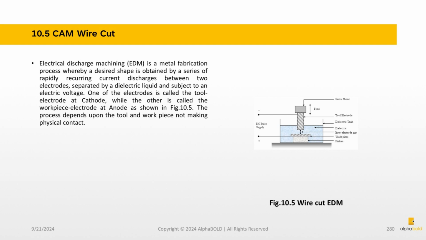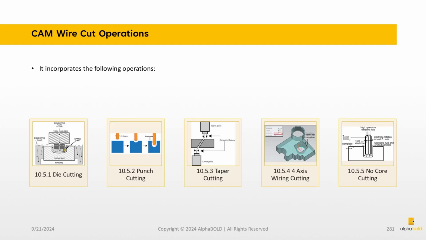Cam wire cut. Electrical discharge machining, EDM, is a metal fabrication process whereby a desired shape is obtained by a series of rapidly recurring current discharges between two electrodes, separated by a dielectric liquid and subject to an electric voltage. One of the electrodes is called the tool electrode, or cathode, while the other is called the workpiece electrode, or anode. The process depends upon the tool and workpiece not making physical contact. Cam wire cut operations incorporate die cutting, punch cutting, taper cutting, 4-axis wire cutting, and no-core cutting operations.